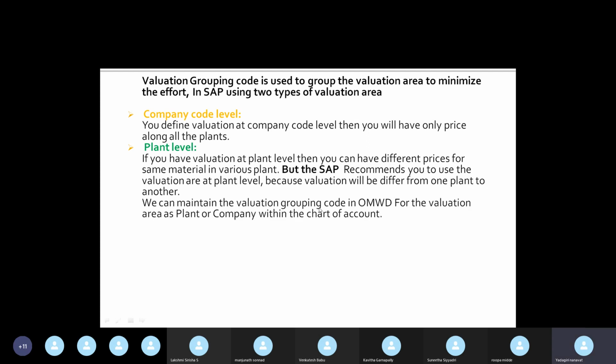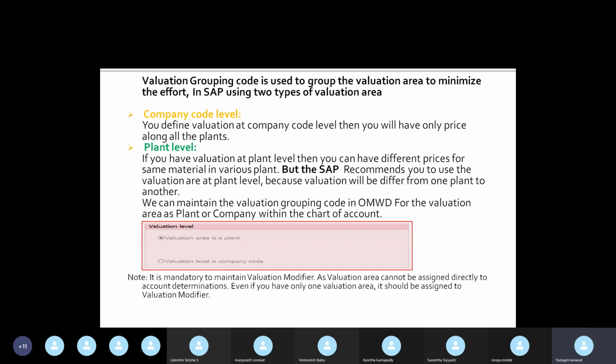We can maintain the valuation grouping code in OMWD for the valuation area as plant or company code within the chart of accounts. So we will select here whether valuation area is at plant level or company code level. If we select company code, the price will be the same for plants 1, 2, 3. You can move the goods anywhere, the price will be the same.